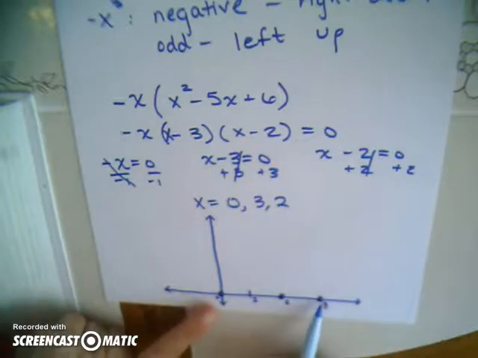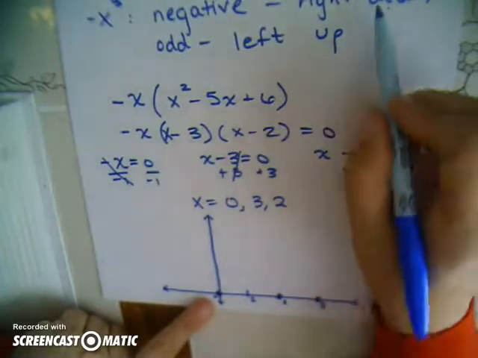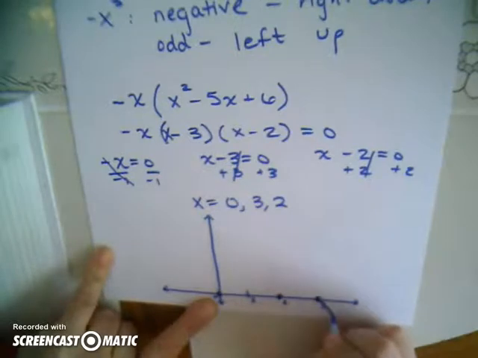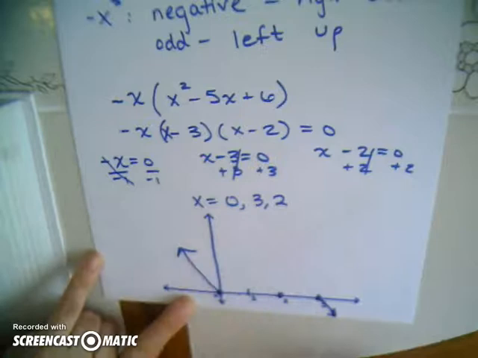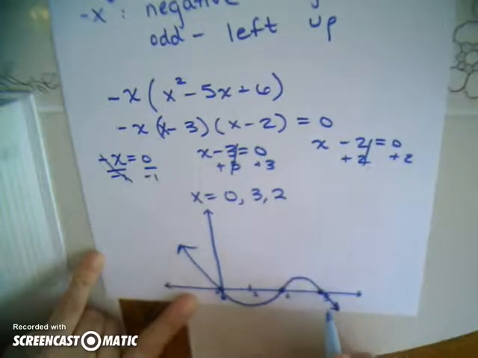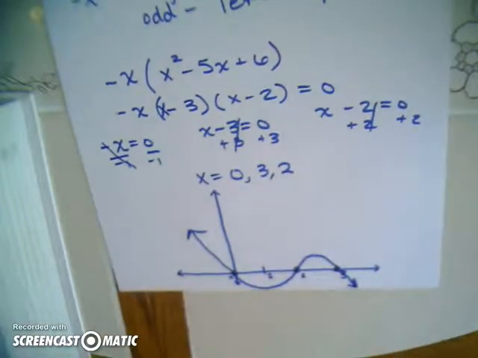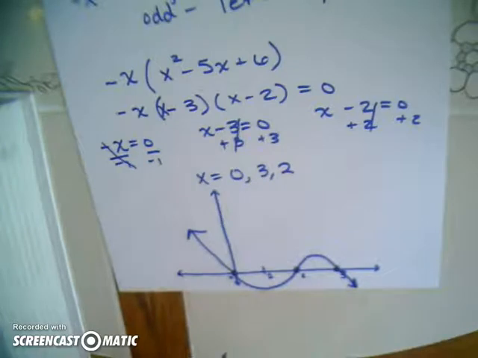So I'm going to look at my outside marks. I know on the right I go down. So from there, go down. On the left I go up. So from there, go up. And we need to connect them in between. So that's a rough sketch of what negative x cubed plus 5x squared minus 6x looks like. Now the only thing we don't know is how low it goes in between 0 and 2 and how high it goes in between 2 and 3.